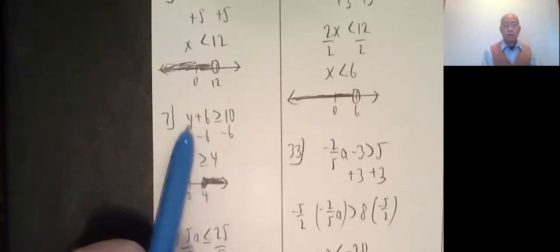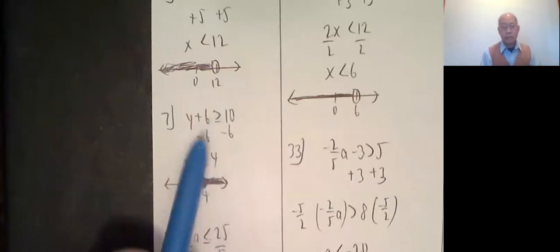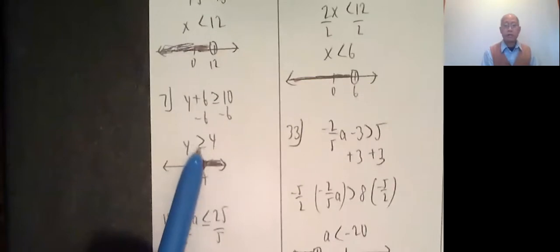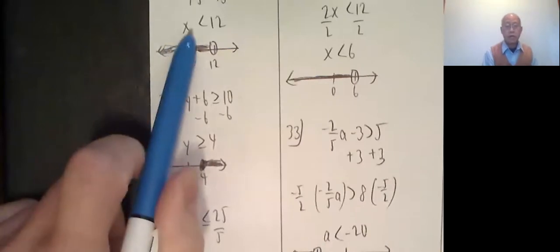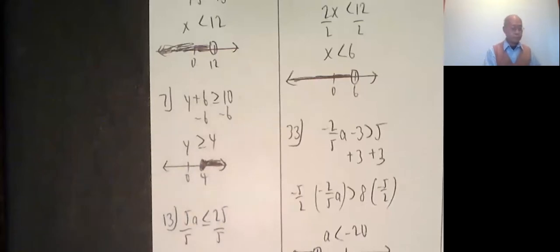Problem 7, y plus 6 is greater than or equal to 10. Do the same thing as if it was an equal sign. Subtract 6. Y is greater than or equal to 4. That means you count 4, so closed circle this time because I'm including 4. Here I was not including 12. And greater than 4 means you shade to the right.